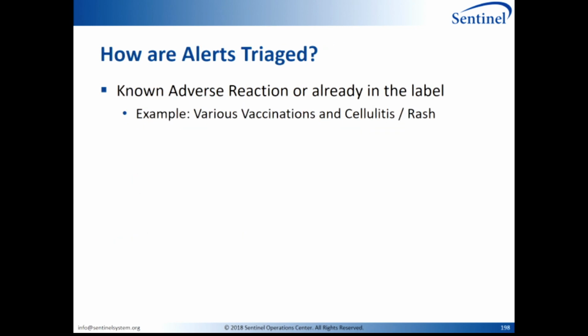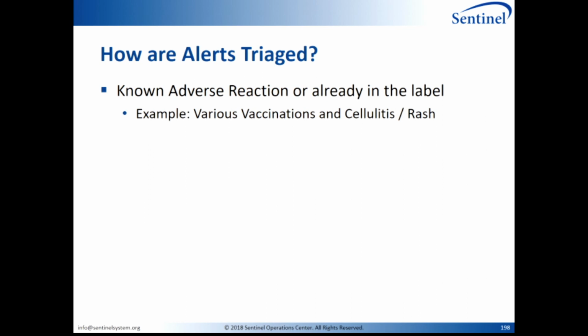So how are alerts triaged? The first very easy pass is, is the outcome in the label? Does it already say in the label that we expect this outcome to occur? And so we've done this before with various vaccinations, and almost all vaccinations have an outcome of cellulitis or rash at the vaccination site in their label.